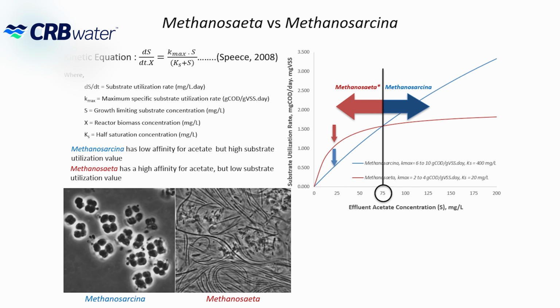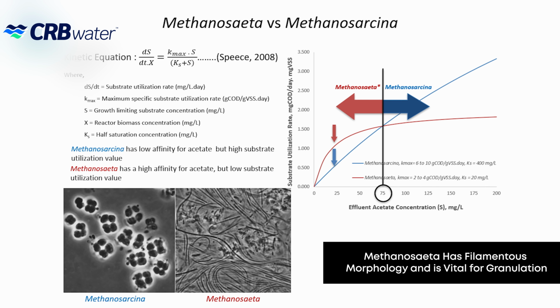At high food-to-mass ratios, systems may select for non-filamentous acetoclastic methanogens such as Methanosarcina, and such systems may fail to grow successful granular biomass critical for high-rate anaerobic reactors. On the other hand, a reactor that is moderately loaded selects for slow-growing Methanosaeta that thrives at low volatile fatty acid concentrations. And Methanosaeta has filamentous morphology and is of vital importance in growing granular biomass.